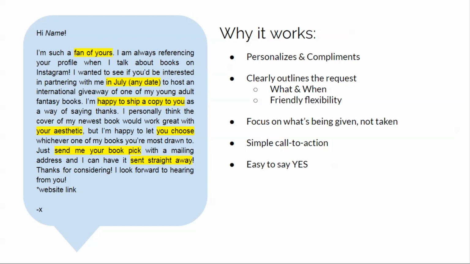Next, she clearly outlines the request. She says what and when. She wants to do an international giveaway in July, but she also includes some really friendly flexibility, another great idea. You'll see here in highlighted it says in July, but in parentheses, any date. That flexibility can really help you get conversions.